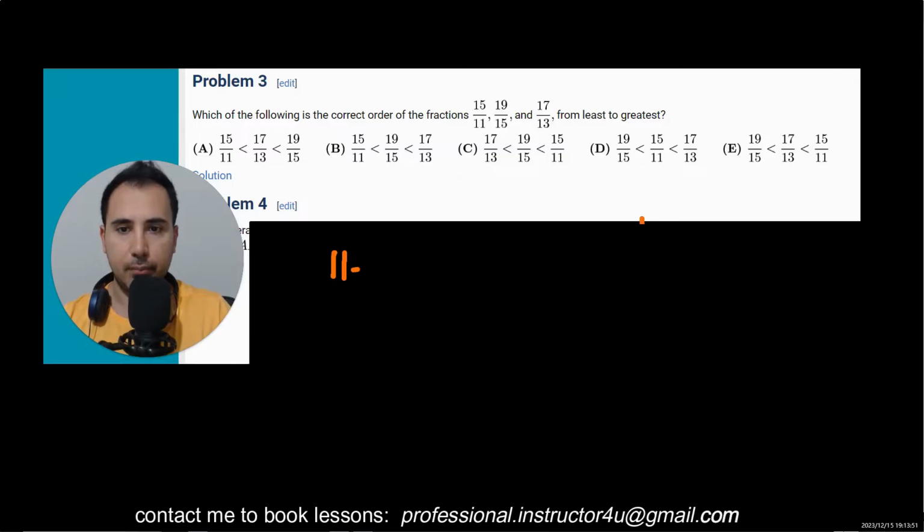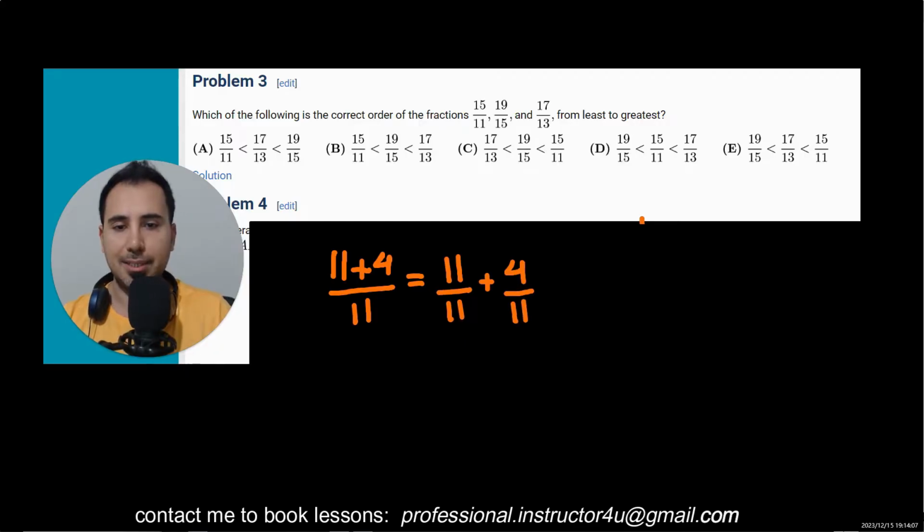Right, isn't it? Over 11. So if I write it in terms of a mixed number, I could also write it this way: 11 over 11 plus 4 over 11. Okay, so what is 11 over 11? That's clearly 1. So this one is actually 1 and 4 over 11.